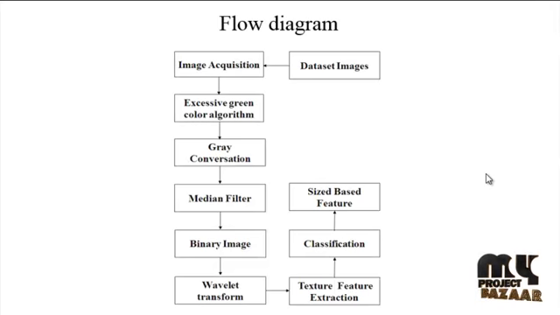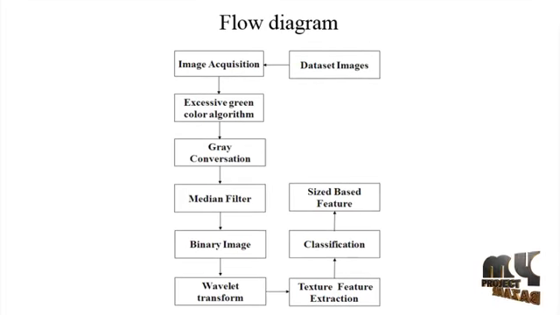Now let us discuss the flow diagram of the process. These are the overall flow diagram. First of all, image acquisition, that is the input image from the dataset of crop and weed images, and then the pre-processing step. In the pre-processing step, excessive green algorithm, gray conversion and median filter are applied. And then it becomes a binary image. In this binary image, calculating the value, and then the wavelet transform is processed. By using the wavelet transform, texture feature extraction and classification with size based features are applied. Finally, we detect the crop and weed of the process.